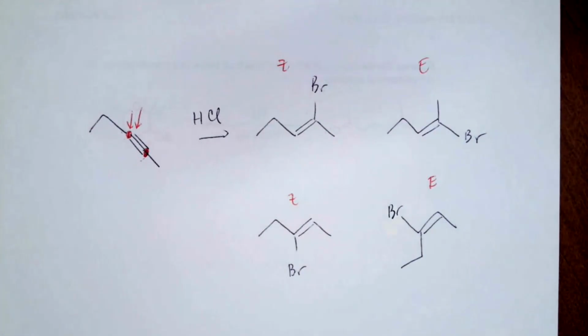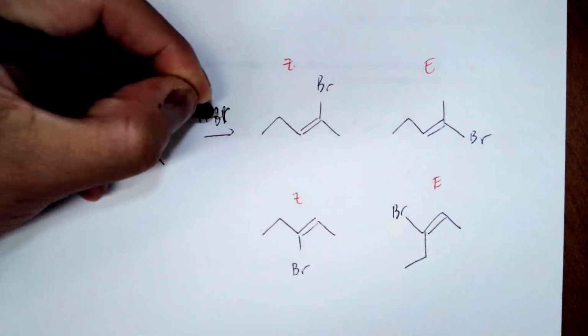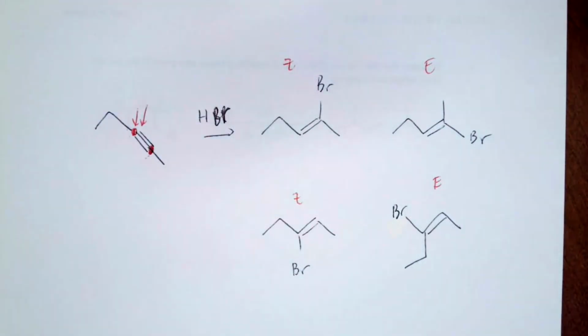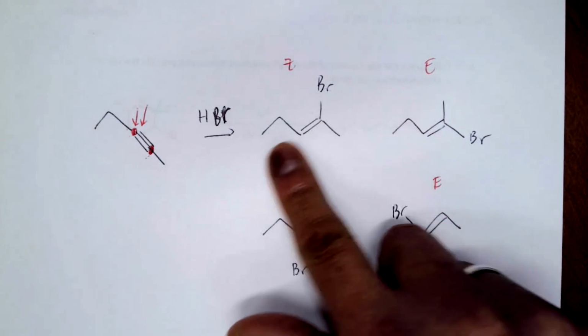Okay, so that, oh, I know. Professor, why are you putting Br if you put Cl? Okay, so we change here. HBr. You will get 4 potential products here.